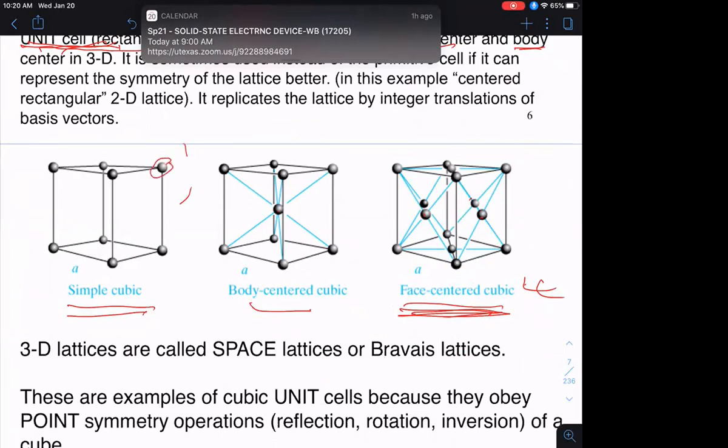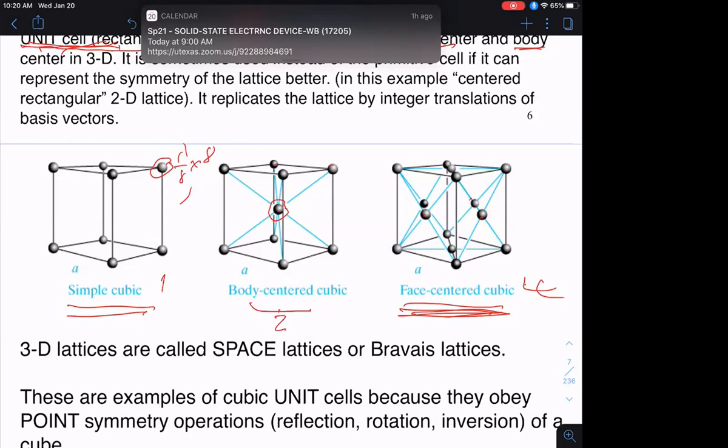So only 1/8 of those would count, okay? And there's 8 of those corner ones. So in the simple cubic case, 1/8 times 8 would give you 1 lattice point. In the body centered, 1/8 times 8, but the one in the middle counts completely, okay? So now you have 2.